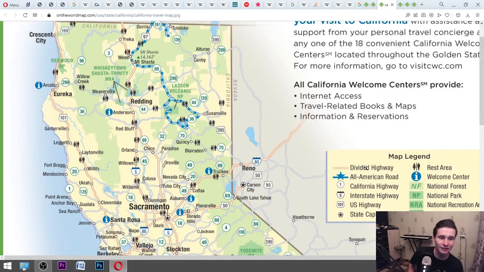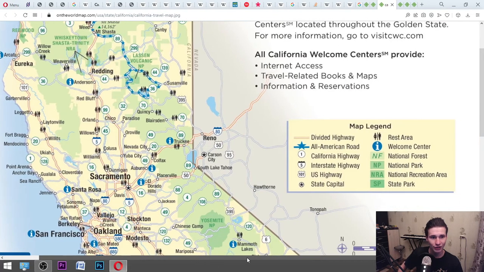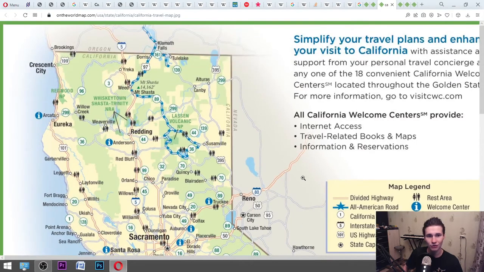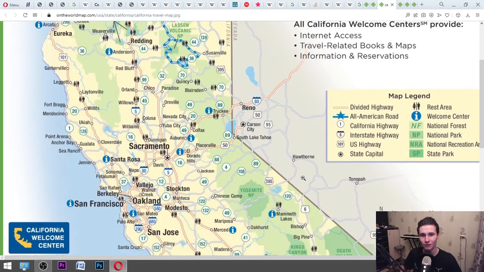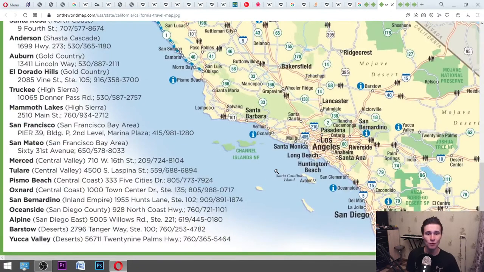Divided Highway, All-American Road, California Highway, Interstate Highway, US Highway, State Capital, State Park, National Recreation Area, National Park, National Forest, Welcome Center, Internet Access, Travel Related Books and Maps, Information and Reservation. Okay, Eldorado Hills, Placerville, Nevada City, Oroville, and some other places. I want to find some with a map, with roads.